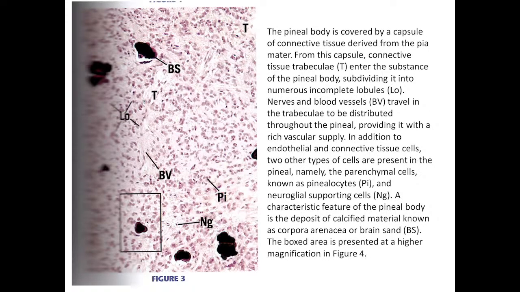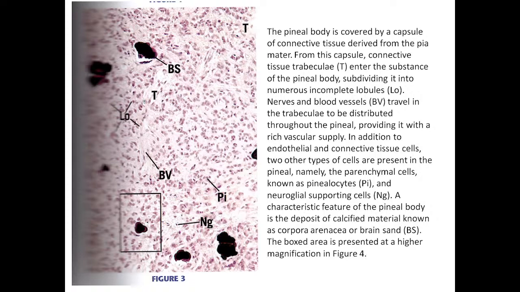The pineal body is covered by a capsule of connective tissue derived from the pia mater. From this capsule, connective tissue trabeculae enter the substance of the pineal body, subdividing it into numerous incomplete lobules. Nerves and blood vessels travel in the trabeculae to be distributed throughout the pineal, providing it with a rich vascular supply.